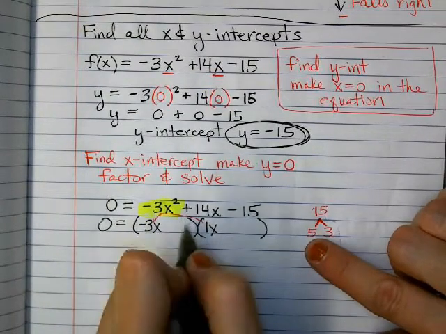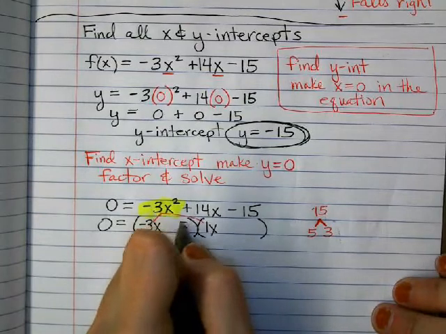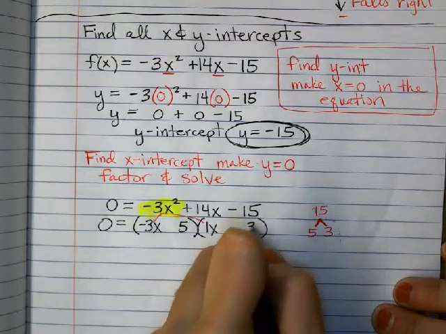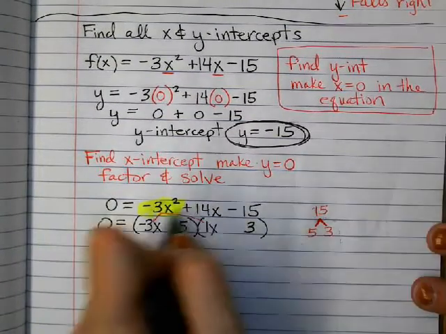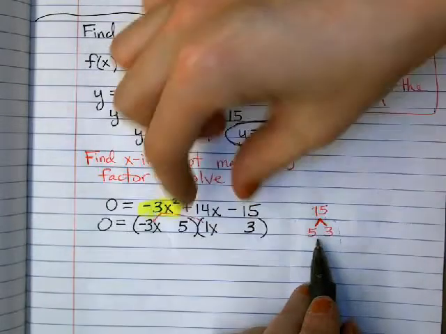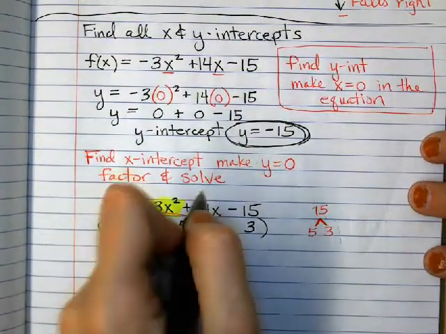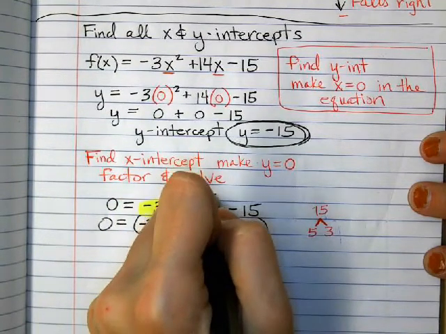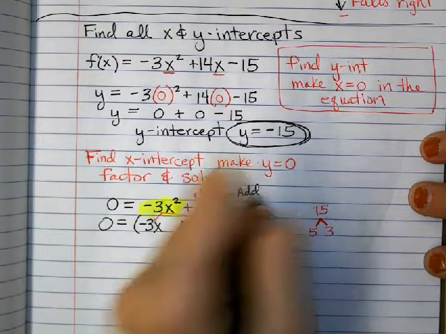I'll try 5 and 3. I'll stick them in here, 5 and 3. But you have to check and see if it's going to add up to negative 14. 5 times 3 is 15, but what about this middle number? You have to do FOIL. You have to check to see if it's going to add. It has to add up to this middle number.